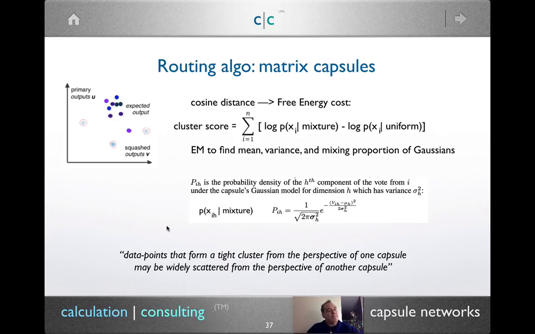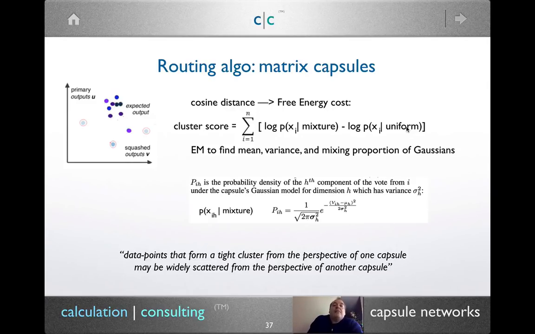In the later paper on matrix capsules, instead of having a dot product which represents these distances, you have a cosine distance. The cosine distance is replaced by a free energy. What's that? Well, that energy is just a cluster score. It's the score of the probability of x_i given a mixture model minus x_i given a uniform distribution. That is, you represent all the data points using a very large Gaussian mixture model, and the cluster score is just the probability of x_i being represented by that mixture model minus it being represented by a uniform distribution.